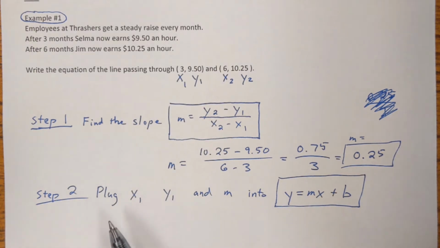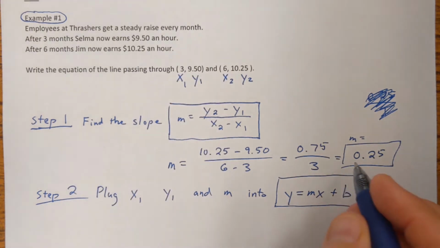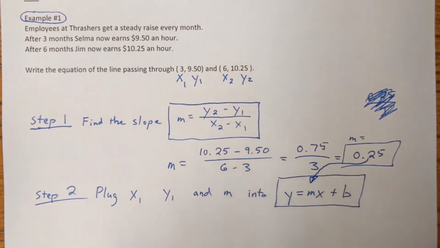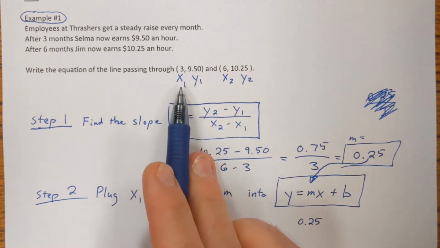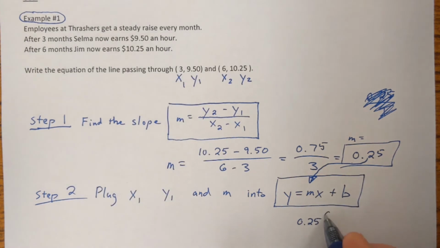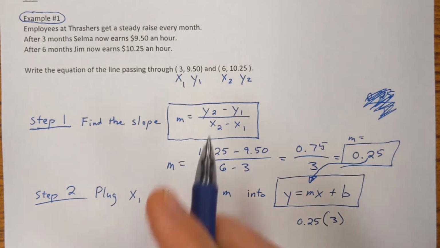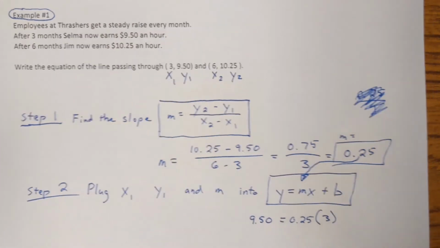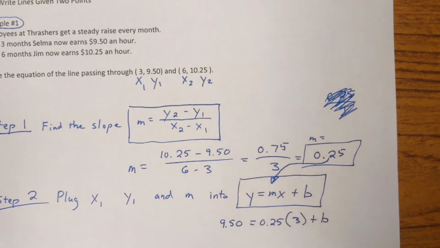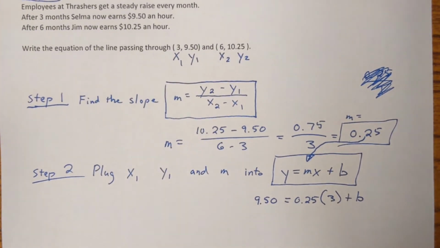So step number 2, now we're going to plug x1, y1, and m into this equation, y equals mx plus b. So we just found m. M is 0.25. But we're also going to take the x1 and the y1 that we had up here at the beginning. x1 is 3. We're going to plug that in for x. y1 is 950. We're going to plug that in for y. And then the b, we're just going to leave it b for the time being. So this is the second step.